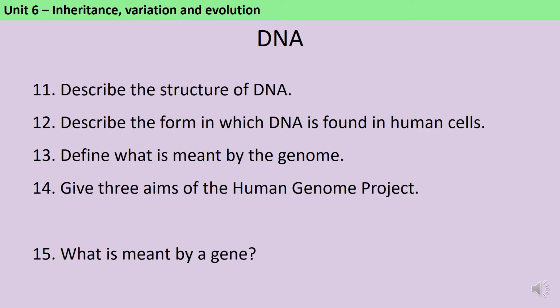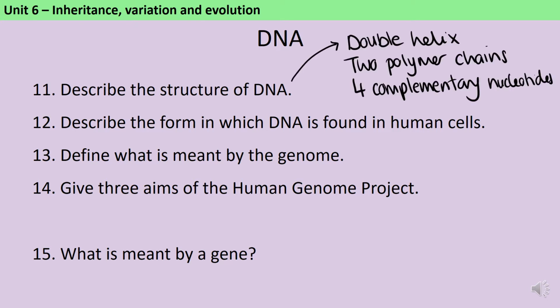DNA, or deoxyribonucleic acid, is a polymer. In fact, it's made of 2 polymer chains, which form a shape called a double helix. This double helix is made of 4 complementary nucleotides. Complementary means that they match up in pairs, rather like an enzyme and its substrate.